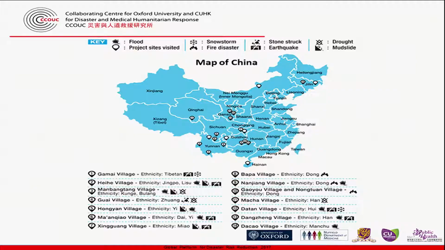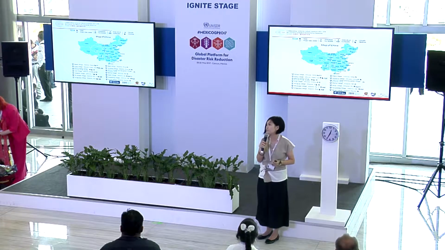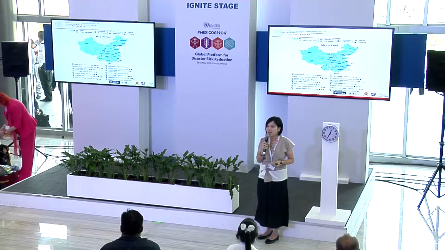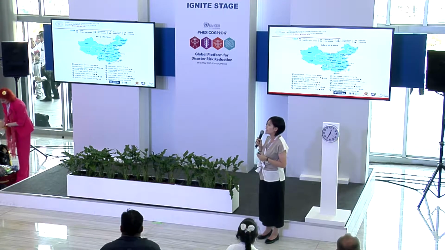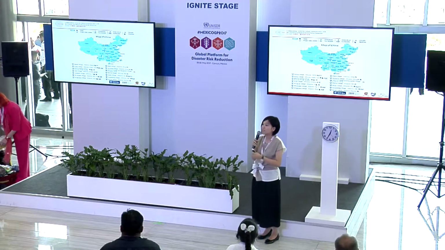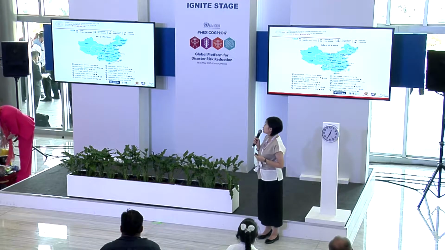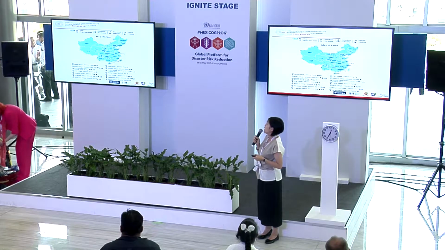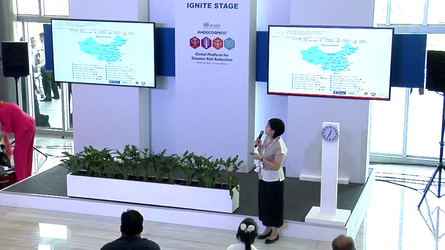So as you can see, sorry, this is a bit small, but as you can see, we have already identified 14 villages as of now in different parts of China, which are prone to different hazards, as you can see in the key. So they are prone to different natural hazards, and the ethnicity is already written there.